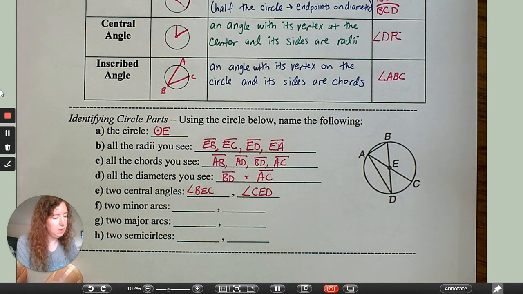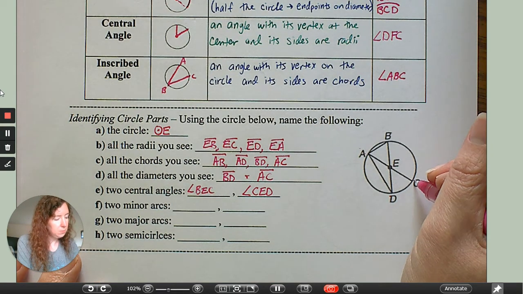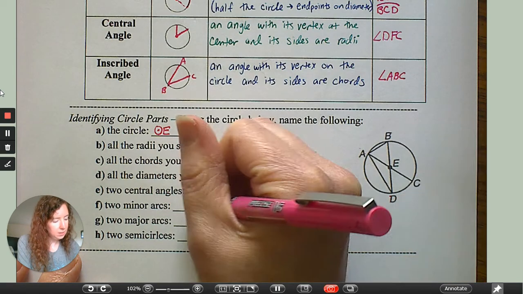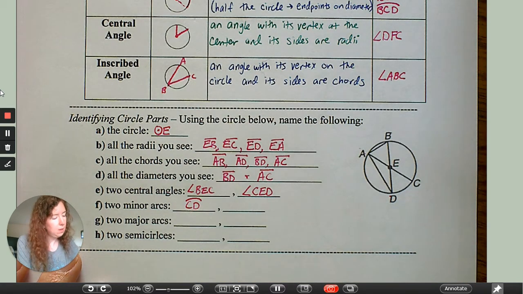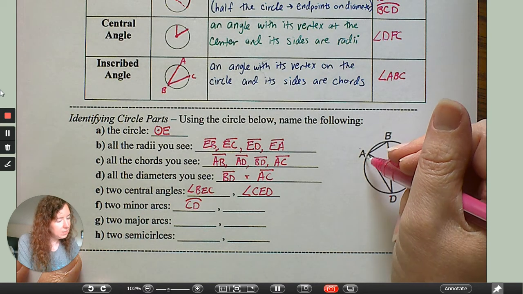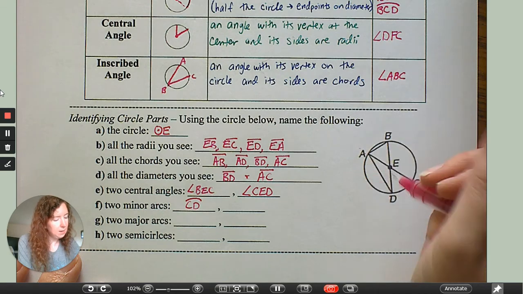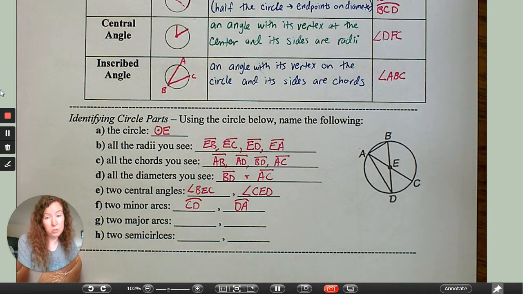Yeah, lots of options. 2 minor arcs. Again, lots of options. How about I go with an obvious one? I've got arc CD right here. Remember to put the arc symbol above it. I could also have arc DA, which is less than half the circle. Okay, so those are 2 options.